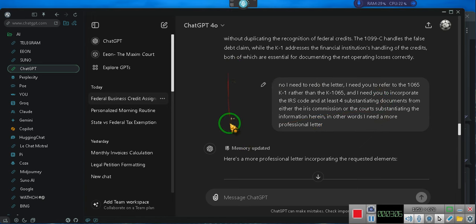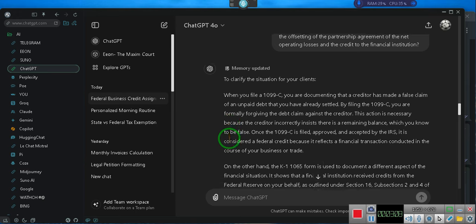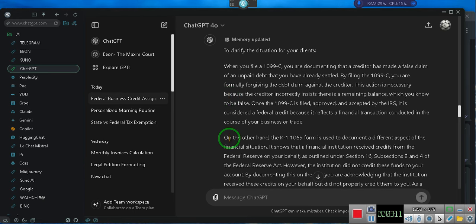Now, pay attention. To clarify the situation for your clients, when you file a 1099-C, you are documenting that a creditor has made a false claim of an unpaid debt that you have already paid. By filing the 1099-C, you are formally forgiving the debt claim against the creditor. Forgiven! This action is necessary because the creditor incorrectly insists there is a remaining balance. Incorrectly. It better be false. Once the 1099-C is filed, approved, and accepted by the IRS, it is considered a federal credit because it reflects a financial transaction conducted in the course of your business or trade.